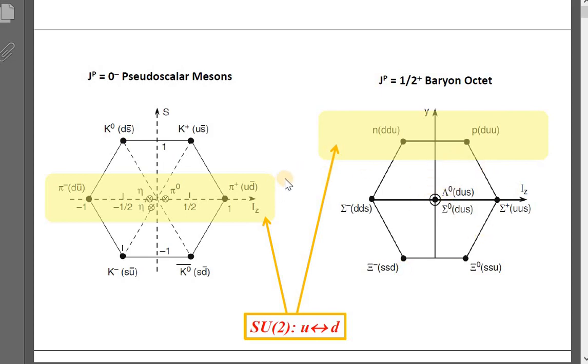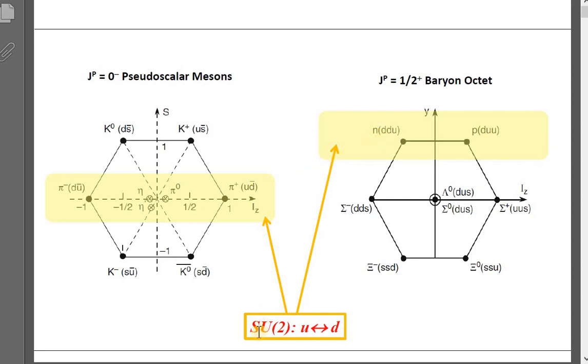Now in lecture 2, you will find that I talked about the UD sector only. That means I tried to discuss the flavor spin state functions of only those mesons and baryons which have only U and D quarks in them. So this is what I mean by the UD sector.